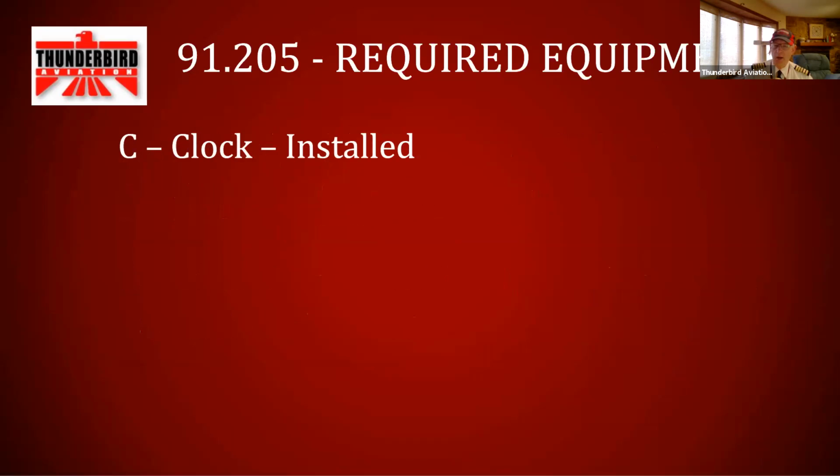The C in card is for the clock. This clock must be installed in the airplane, and it must be operating in the airplane before you leave the ground if you're flying IFR. The one on your wrist doesn't count unless you're already flying and then the clock stops working.